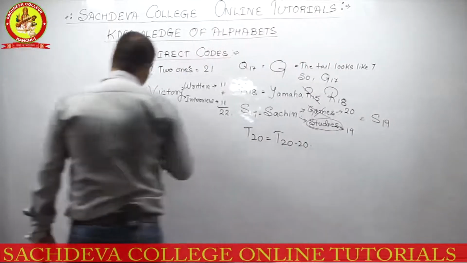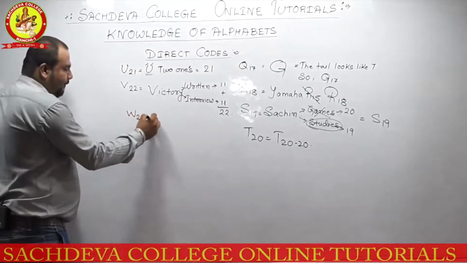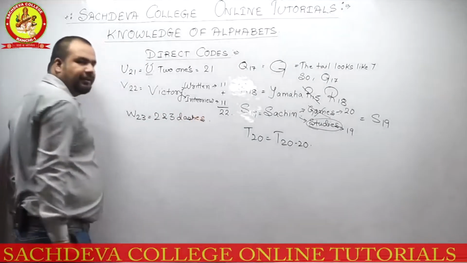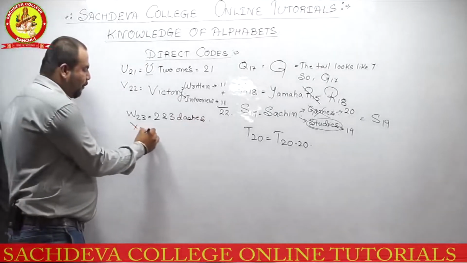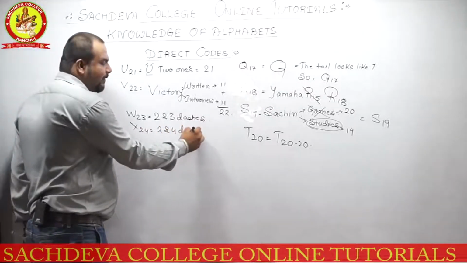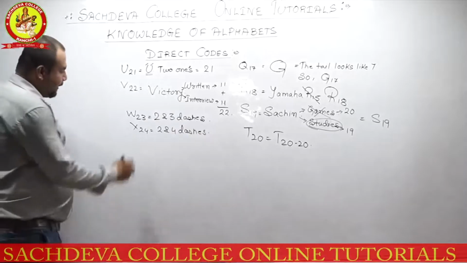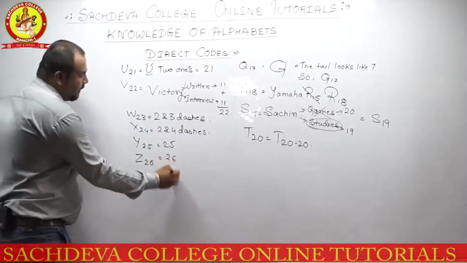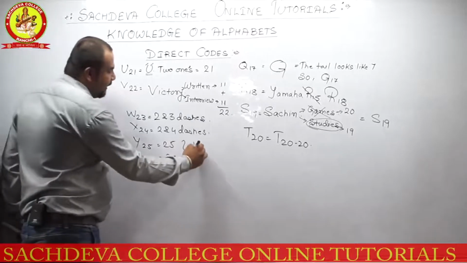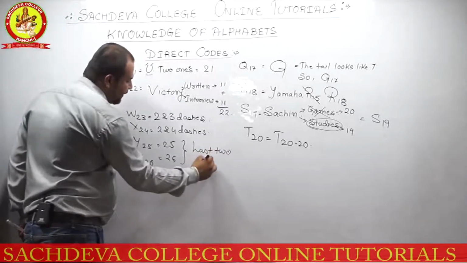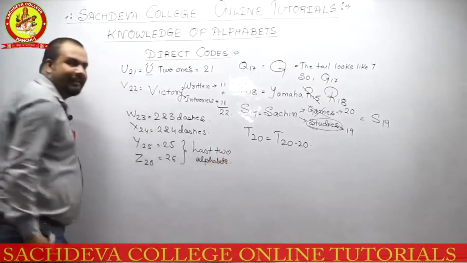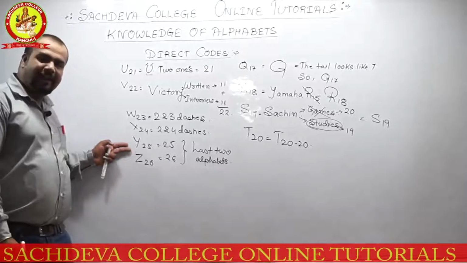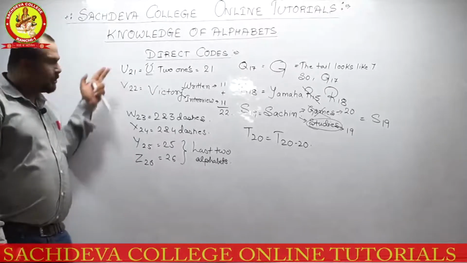Now, when we talk about W23, we have earlier discussed 2 and 3 dashes, that is 23. Okay? Then X24, 2 and 4 dashes, that I have discussed earlier. Okay? Now, the next are Y25 and Z26, the last 2 alphabets. I think if you can remember the first 5 alphabets, then you may also remember the last 2 alphabets, that is Y25 and Z26. That was for your knowledge of alphabets.